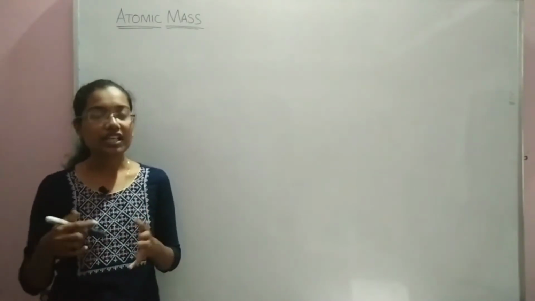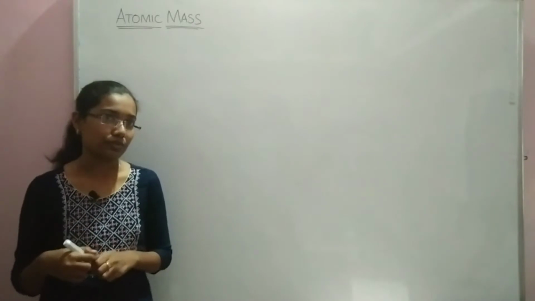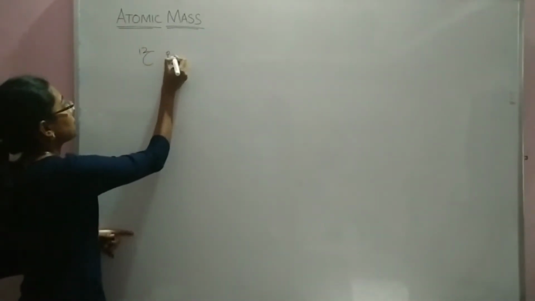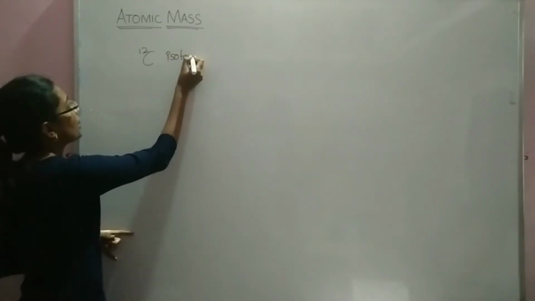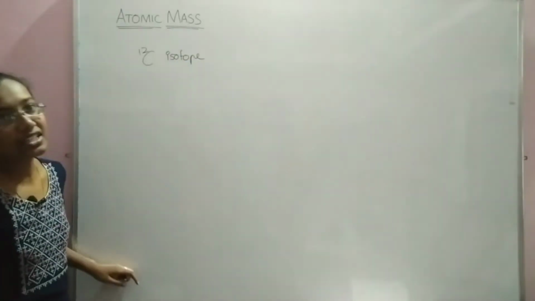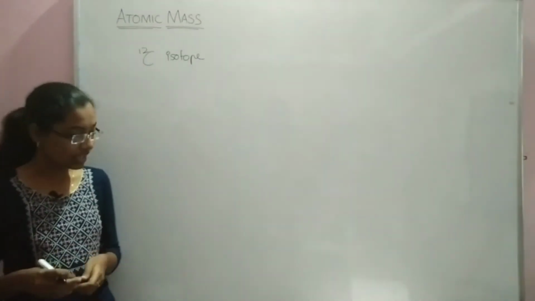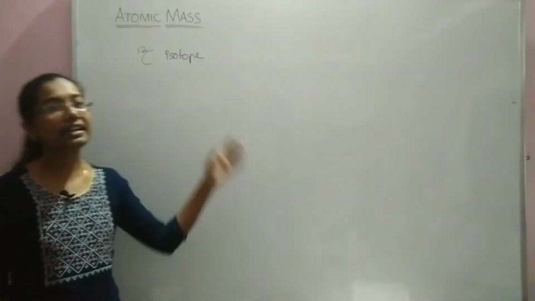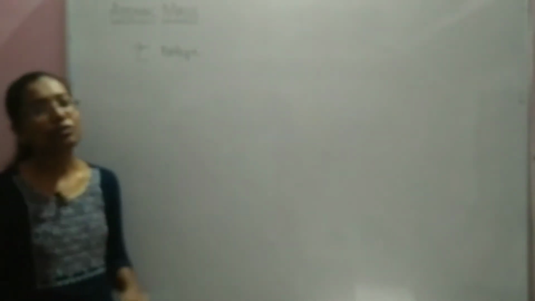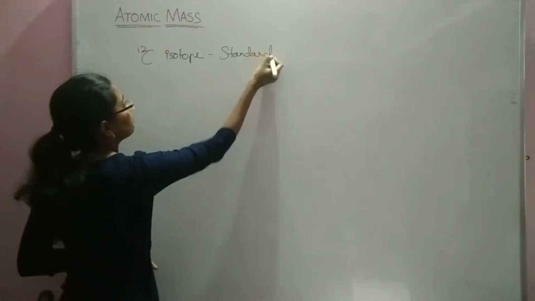Nowadays we are using the carbon-12 isotope, which is used as the reference for calculating atomic masses. All other atomic masses are calculated by taking the carbon-12 isotope as the standard reference.